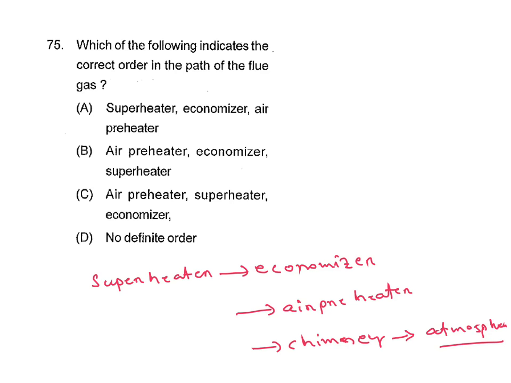In the superheater, it increases the heat of the steam. And in the economizer, we are using the flue gases to heat up the incoming water from the feed pump. In the air preheater, the air which is coming to the furnace is heated by the flue gases.